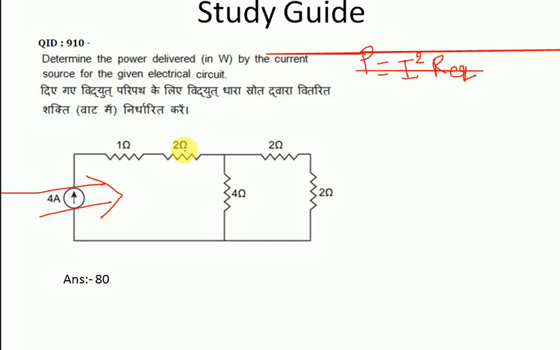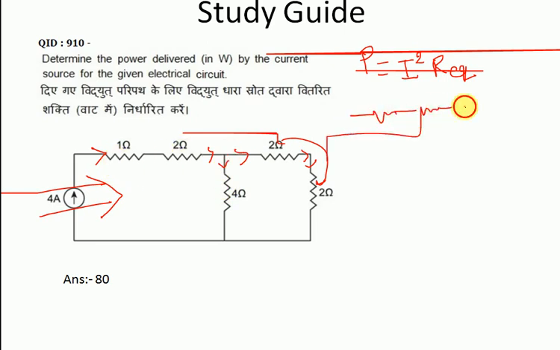Again I am applying the current division concept. Here the current is divided, and here the current is not divided. So if the current is not divided, 2 ohm and 2 ohm are in series, which makes 4 ohm, and this 4 ohm and 4 ohm in parallel make 2 ohm. Now this 1 ohm, 2 ohm, what will be the final figure?